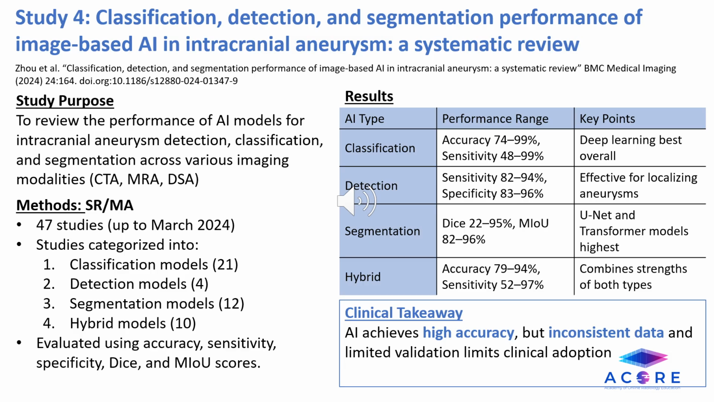Finally, hybrid models that combined both approaches achieved balanced performance, with accuracies up to 94% and sensitivities up to 97%. Overall, the review found that deep learning and hybrid models achieved the highest performance, but the lack of standardized data sets, limited interoperability, and few real-world validation studies still prevent AI from being fully integrated into routine clinical practice.